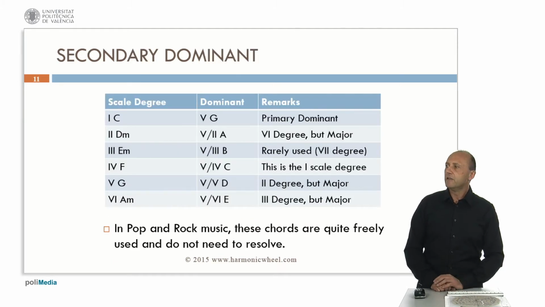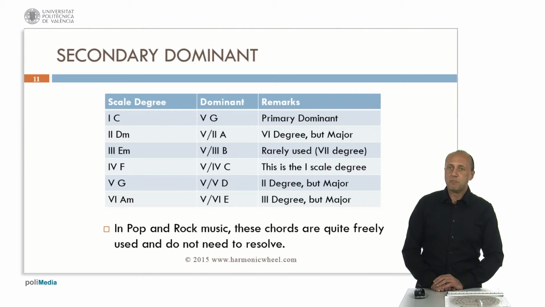In C major, we know that G is the dominant of tonic C, but we can find other dominants for the rest of degrees, thus obtaining the secondary dominant chords. For example, for D minor, the second degree, its dominant chord is A major, and so on for the rest of the degrees. In this table, we can see that C is the dominant of F, which belongs to the C major key.